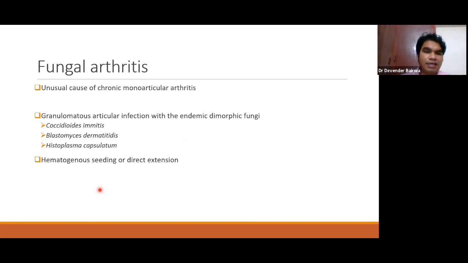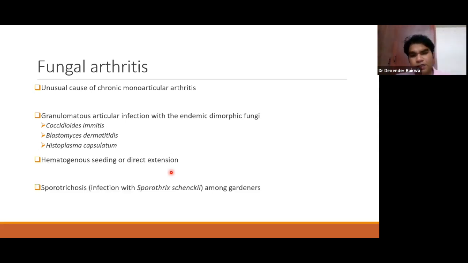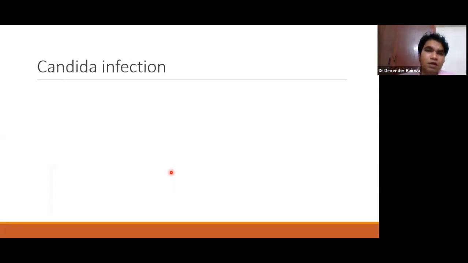Then there can be hematogenous seeding or direct extension. Mostly it is direct extension in immunocompetent patients, but in immunosuppressed patients, like HIV patients, there can be hematogenous seeding also. And sporotrichosis, caused by Sporothrix schenckii, as we know, is most commonly seen in gardeners. There can be a pricking injury from thorns, and then inoculation of these fungi. So mostly the hands can be involved.